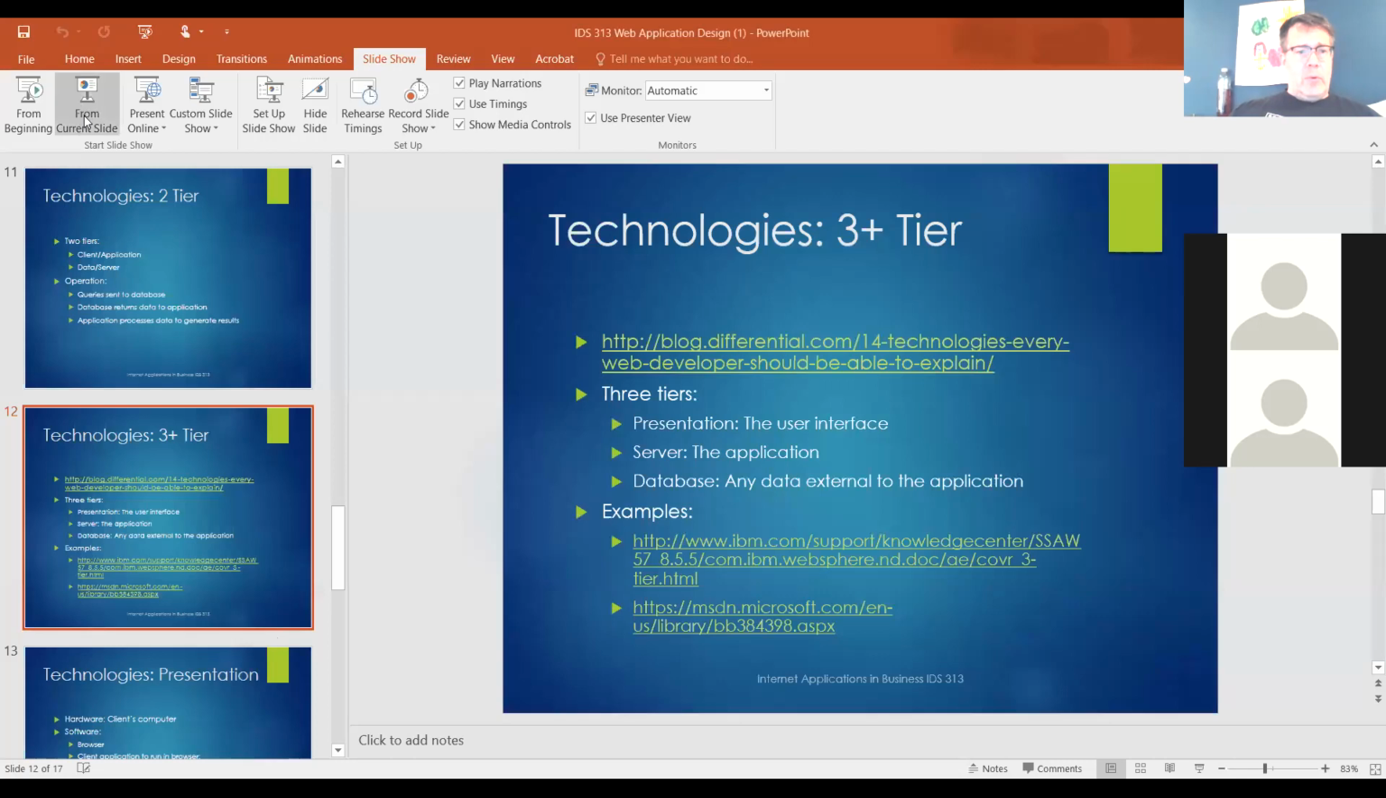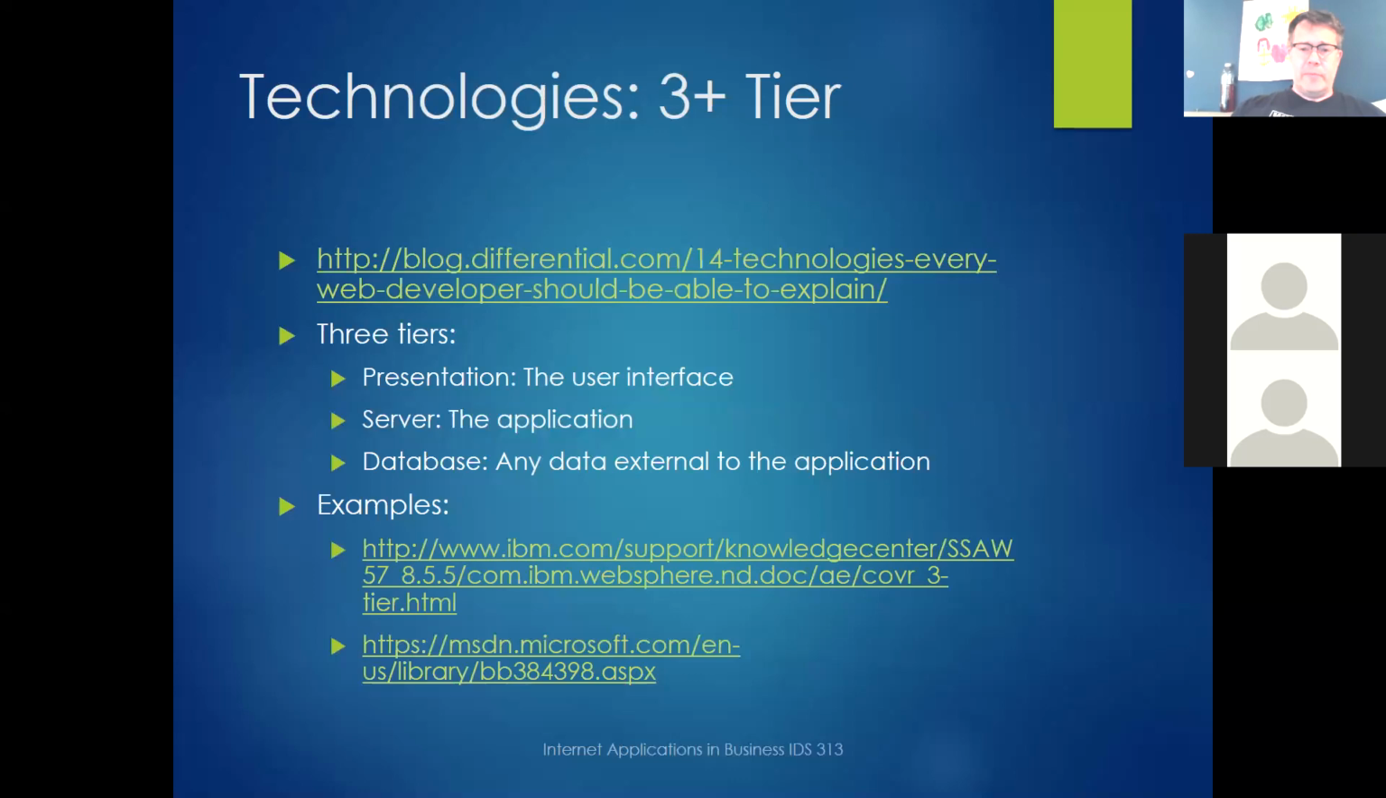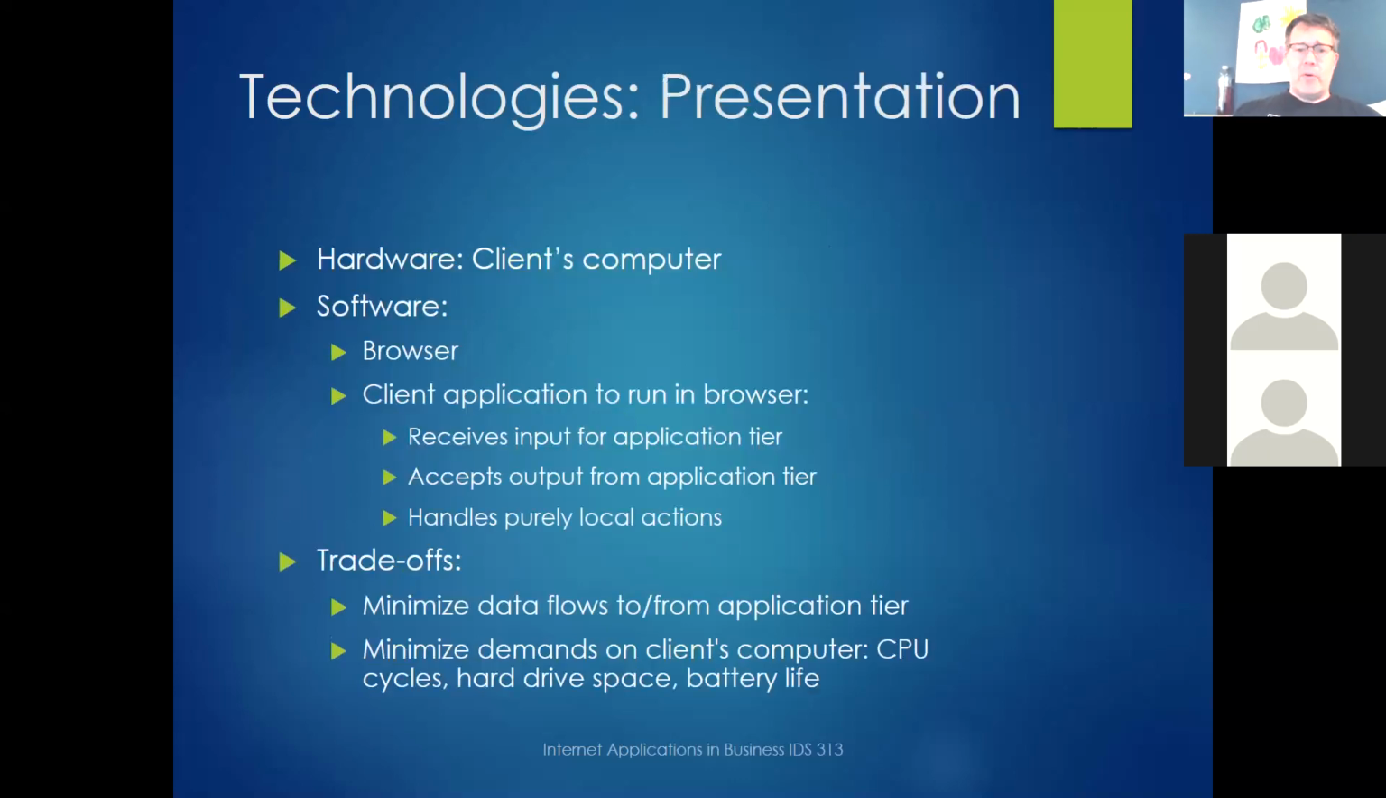Okay, so here we'll walk through a little bit of the three-tier details. The presentation tier, of course, is the client's computer. So that's the hardware. The software for web apps would be the browser, because web apps run within a web browser. The client application, also anything that runs in the browser, you have to have that. So the way it works, it receives input for the application tier, accepts output from the application tier, and any purely local actions, like when I grab that bird in Angry Birds and I put it in the slingshot and pull it back, that's purely local. That's all handled on my machine.